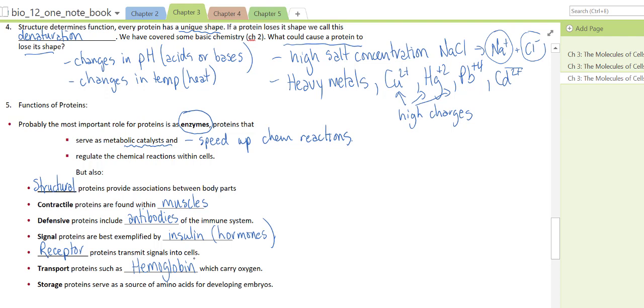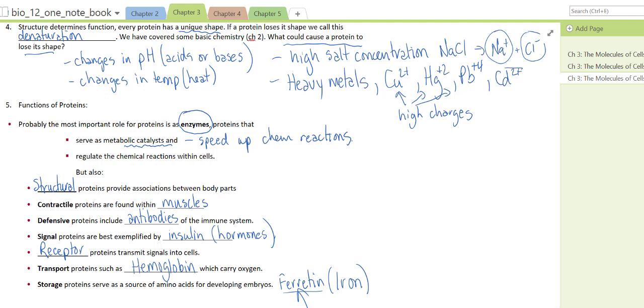But we have lots of other kinds of transport proteins. We have transport proteins that help move fats through our body, because remember, fats are non-polar and not water soluble, so they are sometimes better transported by different means. And we have storage proteins that serve as a source of amino acids for developing embryos. Other storage proteins, an example like ferritin, which stores small ferrets in your body. Okay, just kidding. It stores iron. Ferrous is the Latin name for iron.